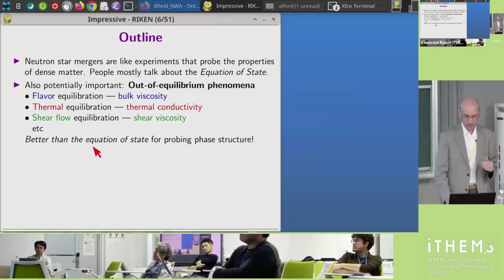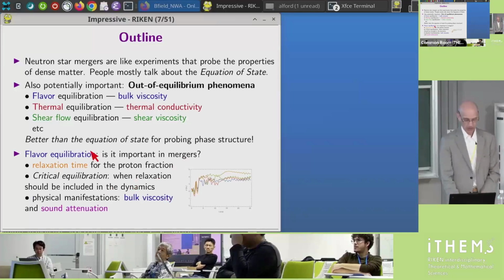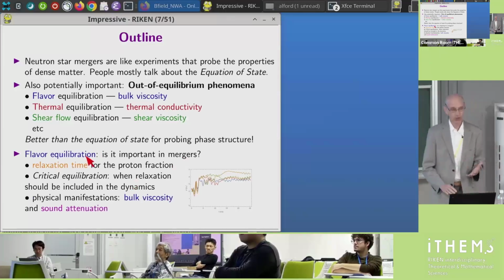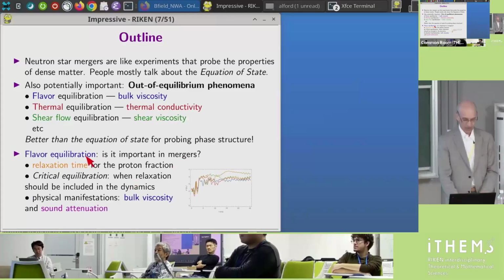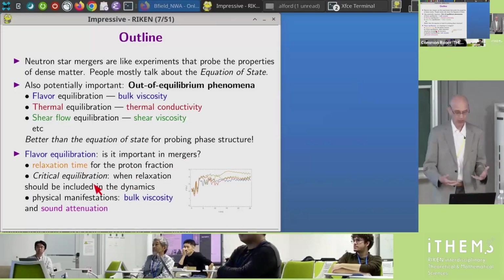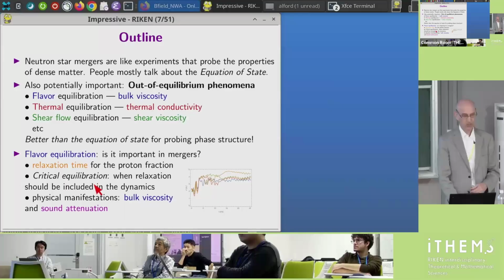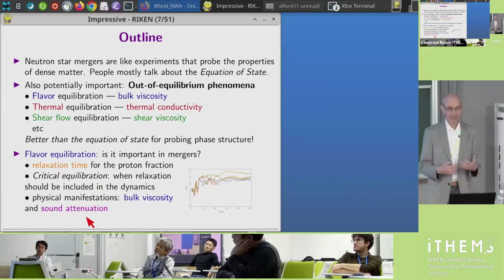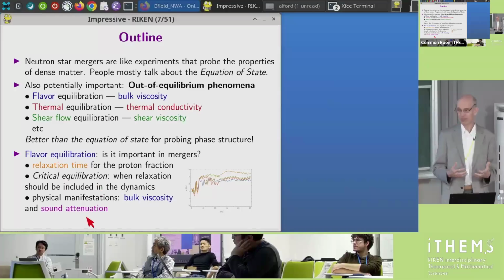That's true. Okay, so the thing I'm going to talk about is flavor equilibration, which in the case of ordinary nuclear matter is equilibration of the proton fraction. So I'll talk about the relaxation time for the proton fraction, how quickly the proton fraction goes back to its equilibrium value if it's pushed away from it. In particular, I'll talk about this concept of critical equilibration, when this relaxation is playing an important role. The physical manifestations I'll talk about today are things like bulk viscosity, which leads to damping, or what one might call sound attenuation, which just means the damping of density oscillations. So those are the things we'll be talking about.